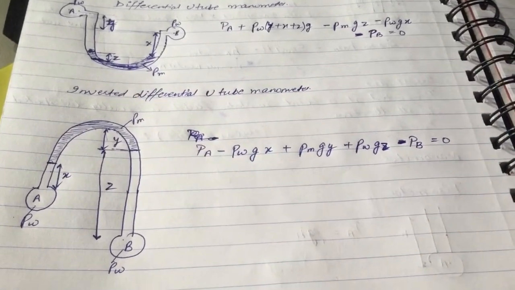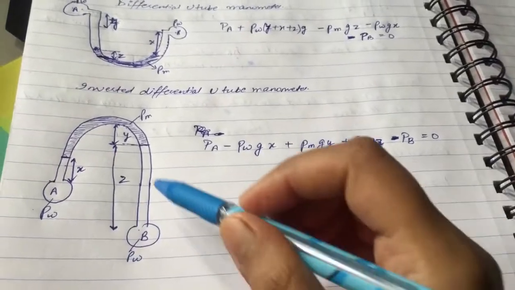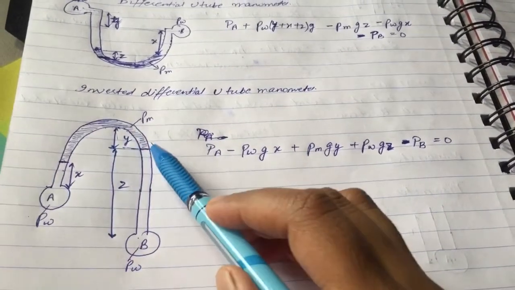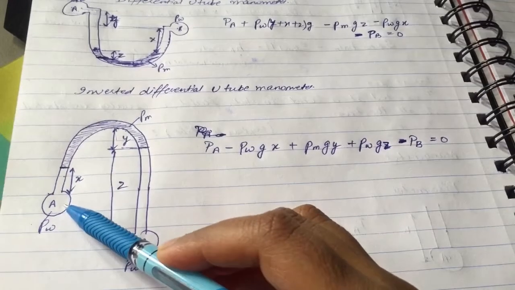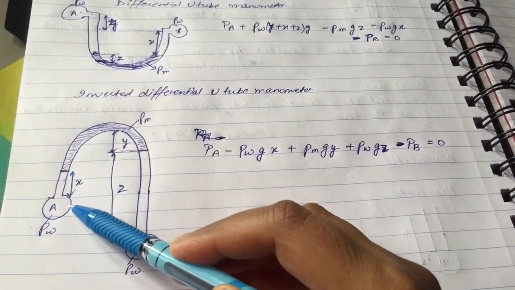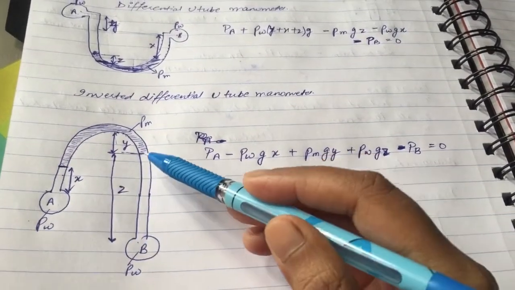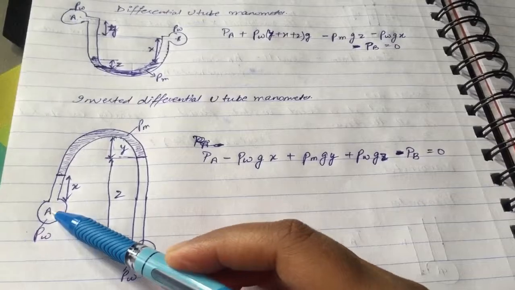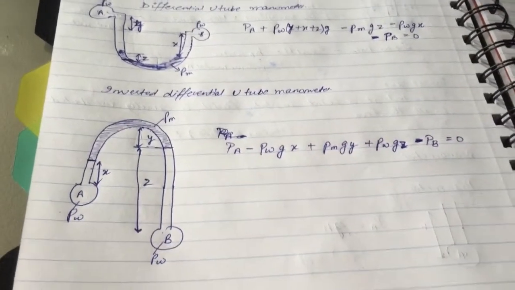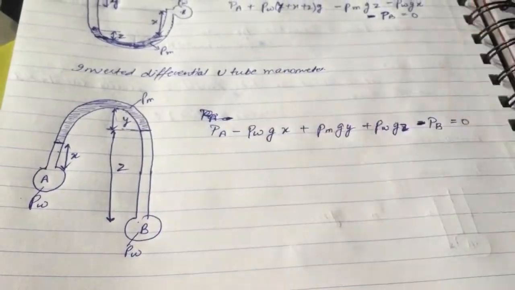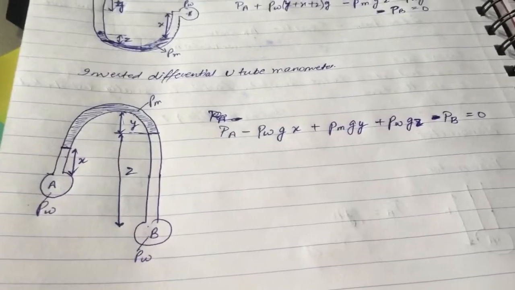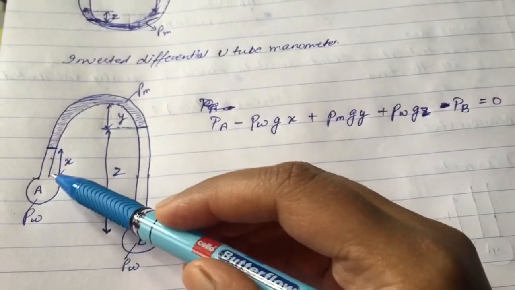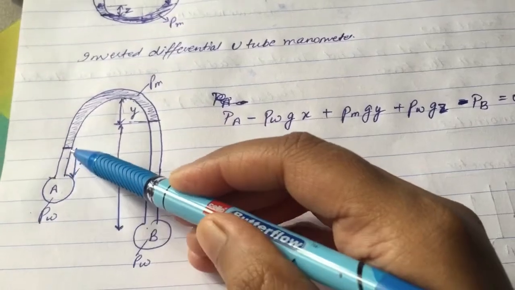Inverted differential U-tube manometer. Similar conditions are given. So this is point A, point B, both have density of rho w, and the manometric fluid has density of rho m. So the height between point A and the manometric fluid on that side is x, and the height difference between point B and the manometric fluid on that side is z, and this height is given as y. So we are going to start from this end. Pressure at A minus, so we have already stated that if we go in the upward direction, pressure is subtracted. So in this case it would be PA minus rho w, because density here is rho w, g into x, this height.